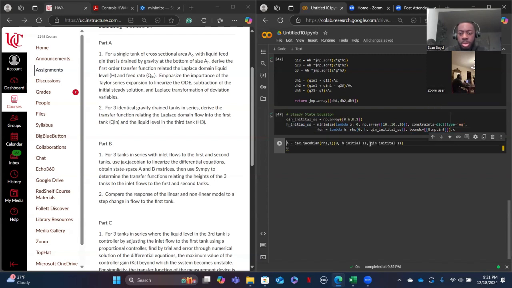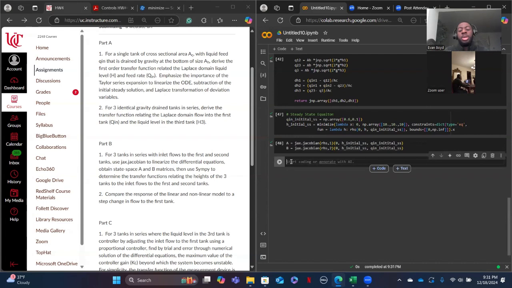Now it works. We would have put dot X at our H initial steady state here, but we can just do it for the function here. And then this would actually be the exact same for B. So we can copy and paste this for B. And the only thing we will change is that we'll put the 2 here. Okay. So bam, we have that.